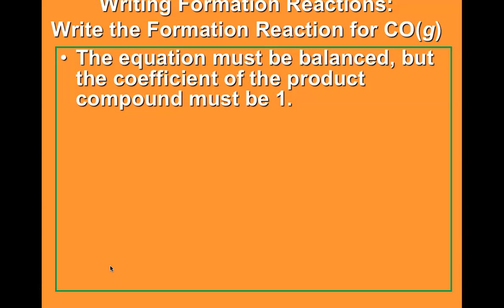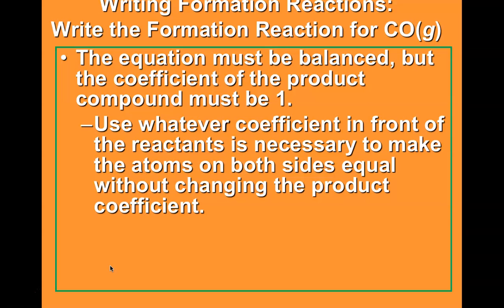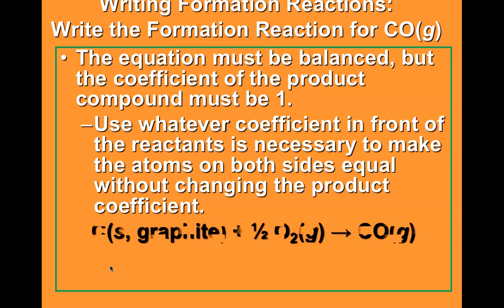Obviously, all equations must be balanced, and we know the coefficient of the product compound has to be 1, so you can't get around that one. So use whatever coefficient you want to make everything else work out so that it's balanced overall. So we have carbon as graphite, and half of your oxygen gives you carbon dioxide as a gas. Again, notice the product only has the coefficient of 1. We don't write ones.